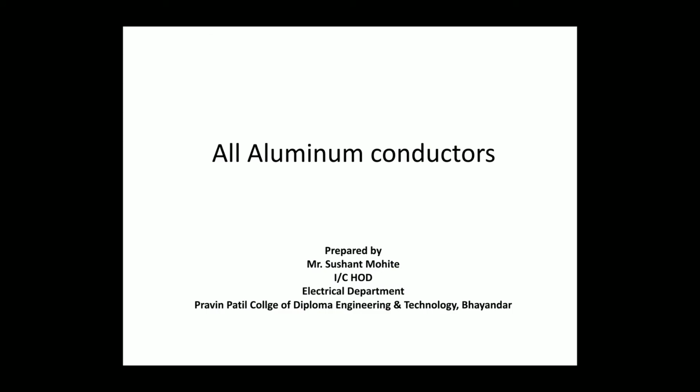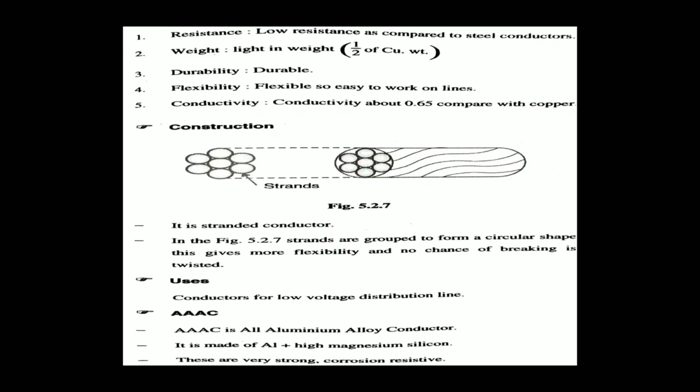The next is the all aluminium conductor, that is AAC. The diagram of this one is an all aluminium conductor. Here there are a number of strands, and the material of all the strands is aluminium. That is what is called an all aluminium conductor.